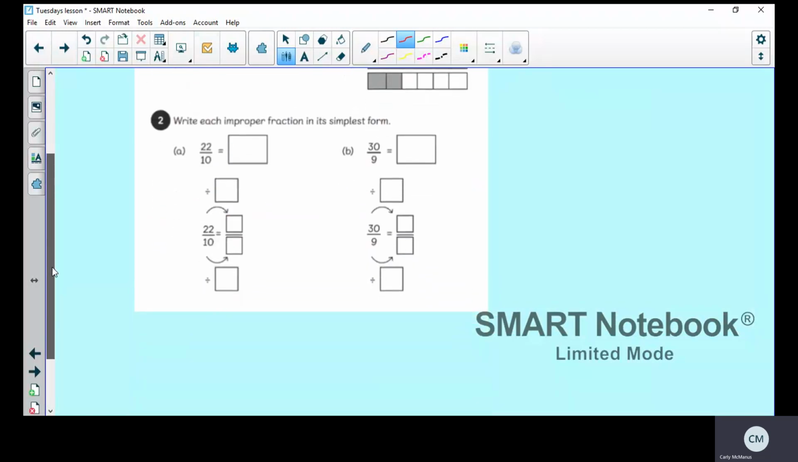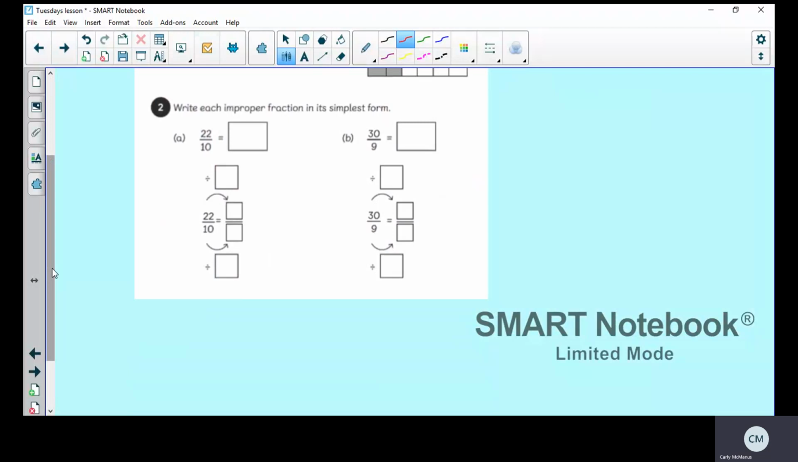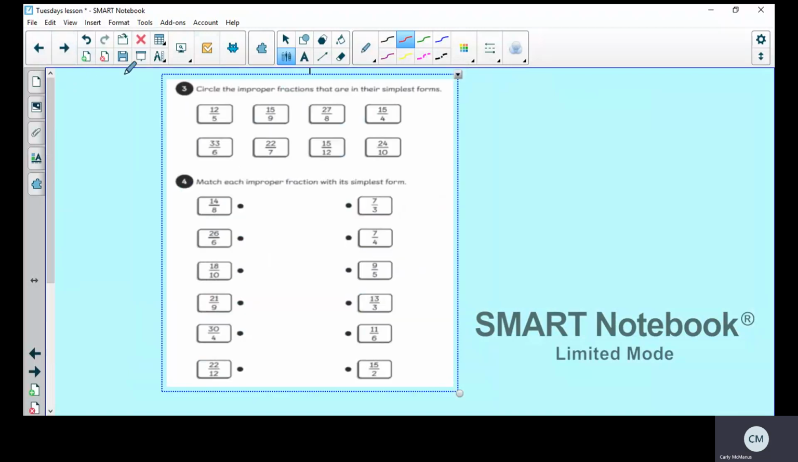And then question 2, it doesn't show you pictorially, but it's the same method. What are you dividing by? It gives you the format here to do that. And then on question 3, it says circle the improper fractions that are not in their simplest form. So you need to look at each fraction and see if you can make it into a simpler form. If you can't find a number to divide by that fits into both, then the fraction's already in its simplest form and there's nothing you need to do. Then number 4, it says match each improper fraction with its simplest form. So what you need to do is convert each one of these into its simplest form, and then you'll be able to match it up here.